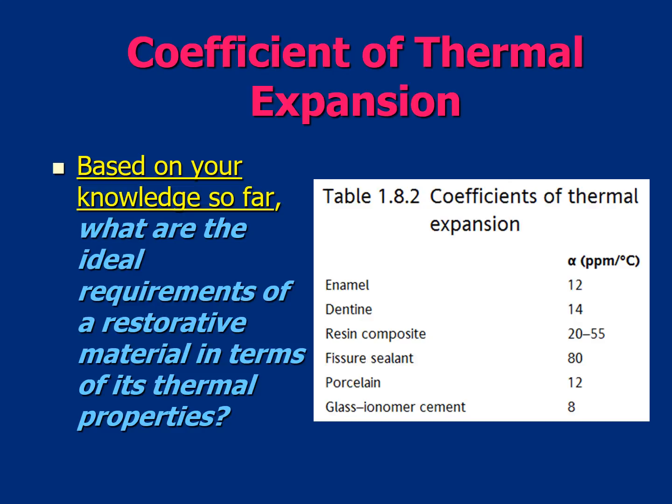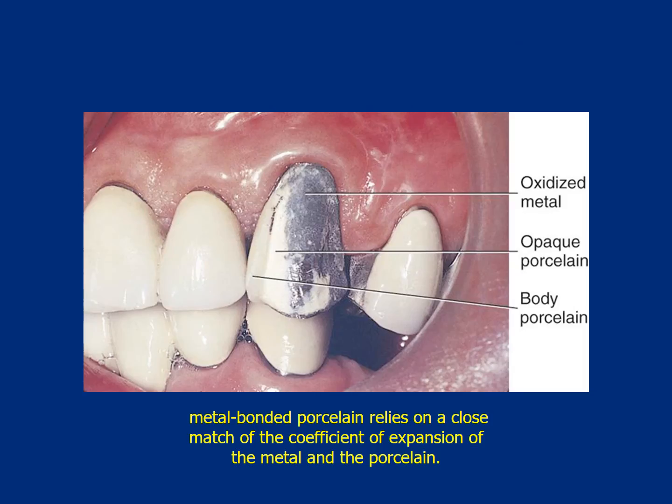So you can see that the enamel has 12, dentine has 14, porcelain 12, so it's the same as the tooth structure. You can also see that the GIC is very close, it is 8. And you can see that the resin composite varies from 20 to 55 according to the filler content. Fissure sealant is 8 times the enamel. As we mentioned earlier, when two materials bond together, they should have equal coefficient of thermal expansion. An example is metal and ceramic. Or otherwise, there will be bond failure.